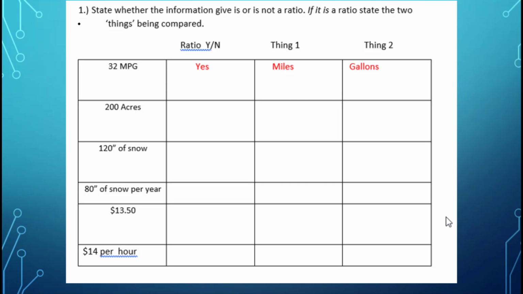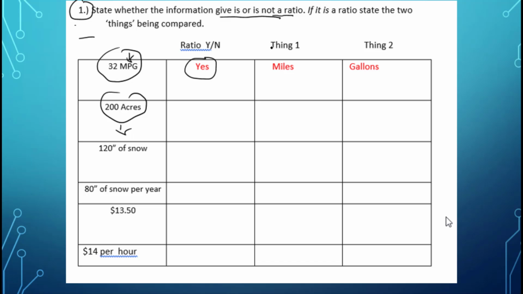So here is homework problem number 1. And it says state whether the information given is or is not a ratio. So you want to decide whether or not these are ratios. The first one is done for you. It says, is it a ratio? And the answer is yes. Because that P stands for per, miles per gallon. And per means divide. It means a ratio.